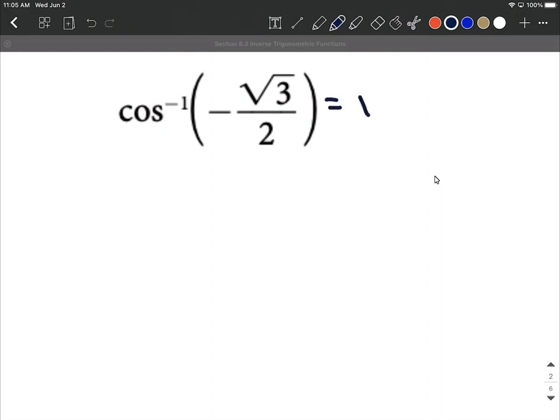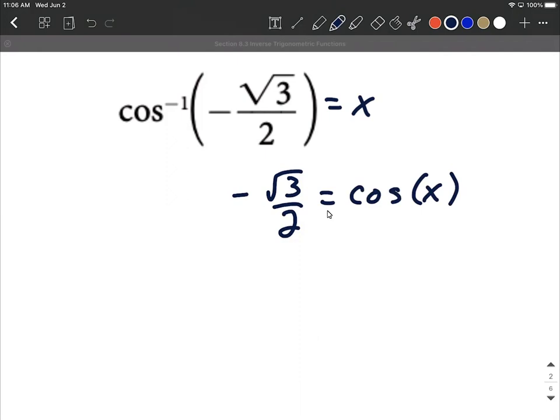I'm going to set this equal to a dummy variable and rewrite it in terms of cosine as opposed to cosine inverse. So this looks like negative square root of 3 over 2 equals the cosine of some angle x. You may be saying to yourself, well, square root of 3 over 2, that's one of our pretty common ratios that goes along with cosine when you plug in the angle pi over 6, or 30 degrees.